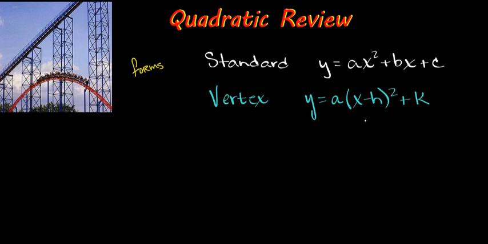Now this h number, its job is to tell you how far your graph goes sideways. And it's always the opposite number. The k translates your graph up and down. And your a, if you have a positive a, that tells you that your graph is going up. If you have a negative a, your graph is going down. A also adjusts the width of your graph.